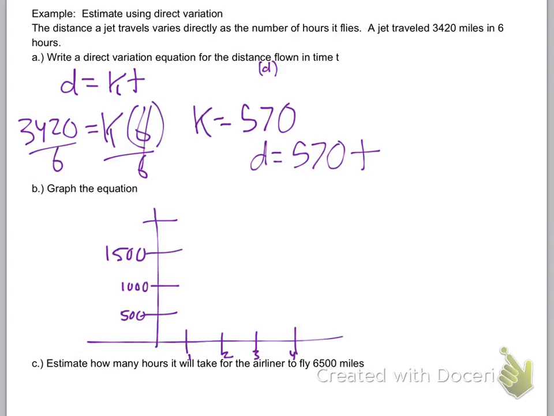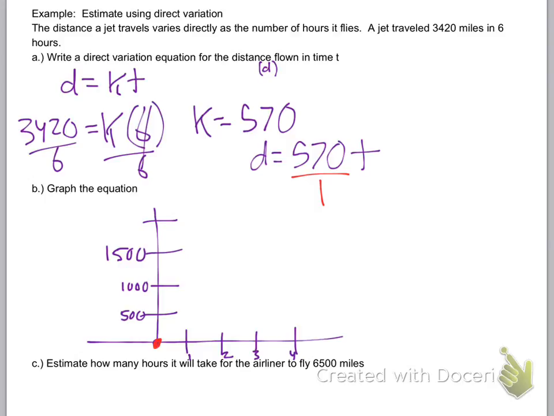We know what point's on here. What point guaranteed to be on here? 0, 0. It's on every single direct variation equation, right? I'll change colors so you guys can see that. And, wait a minute. 570, I can use that as slope. It's 570 over 1. Now, let's ask ourselves, would it be a good idea to use this once in the forward direction and then once in the backwards direction?